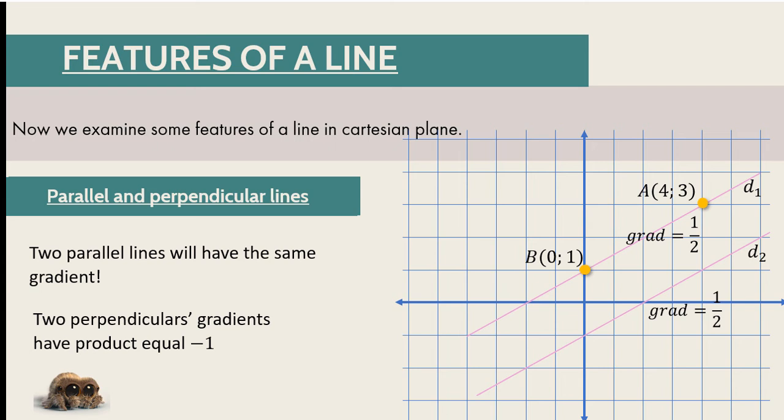So I will draw another line which is parallel to D1. It is D2. You can calculate that the gradient of it is also 1 over 2. The two parallel lines have the same gradient. Can you see that?